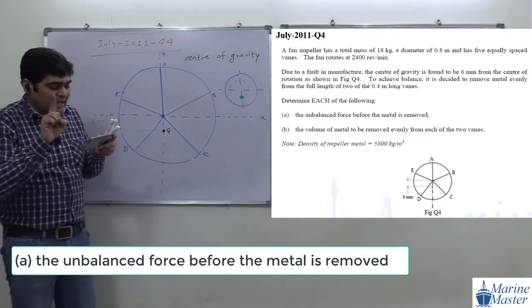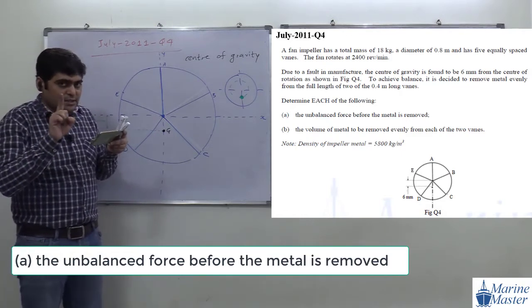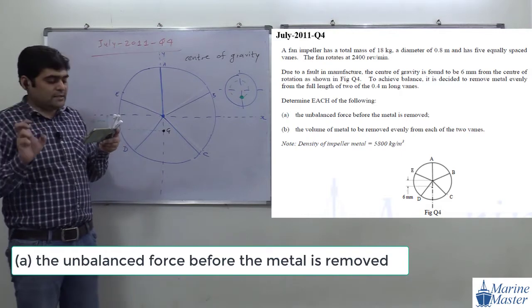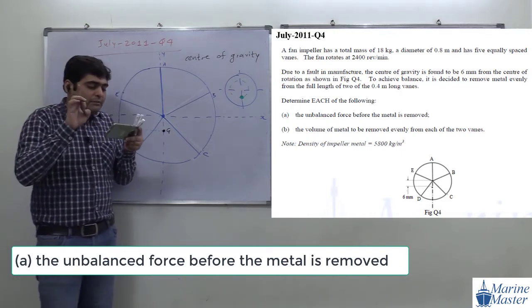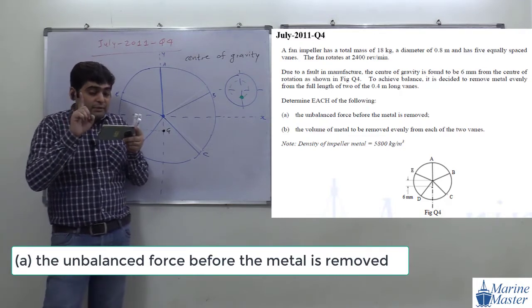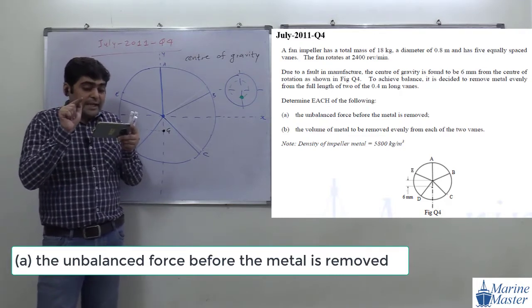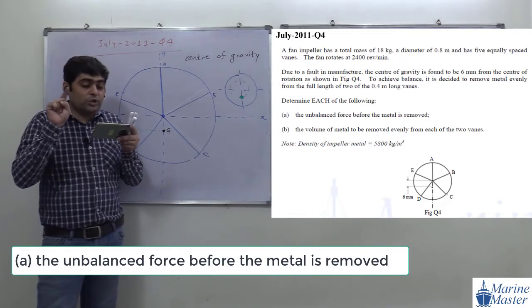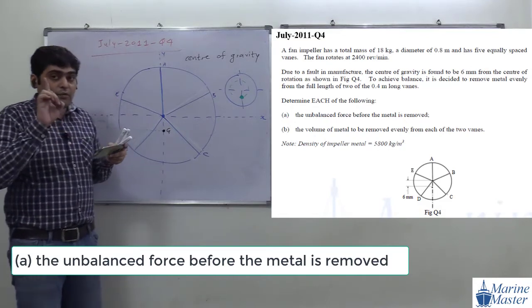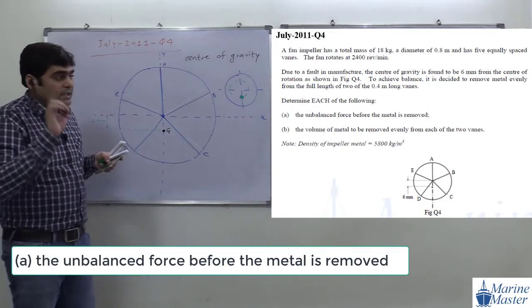I am reading once again the last sentence. To achieve balance, we want to achieve what, guys? Balance. To achieve balance, it is decided to remove metal evenly from the full length of the two of the 0.4 meter long vanes. What does it mean, guys?